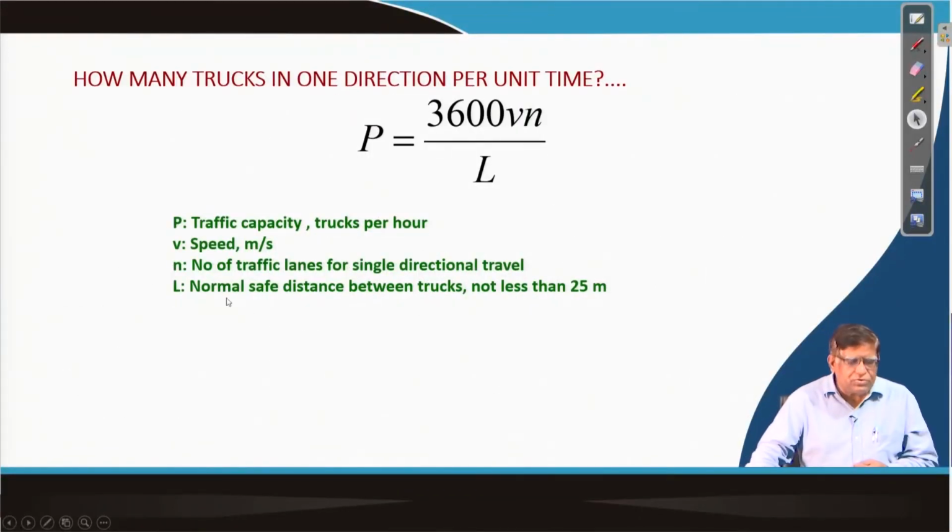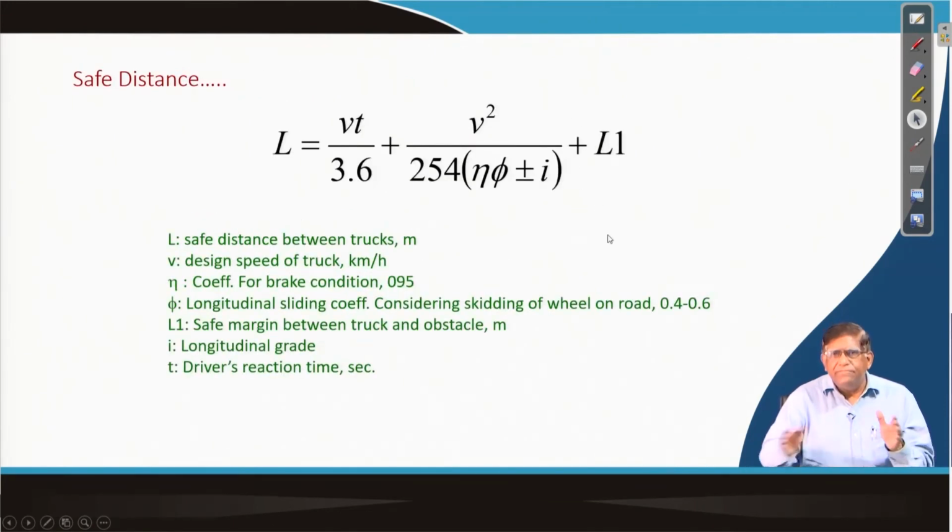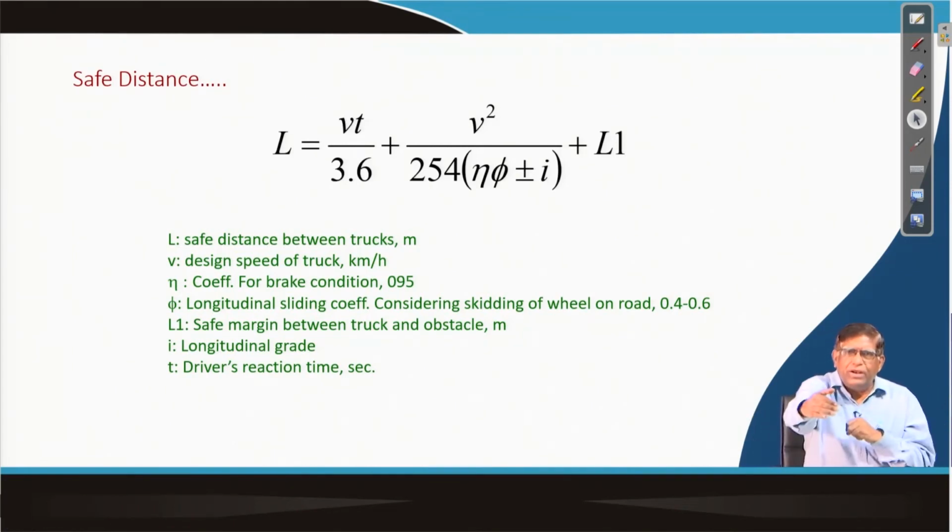Another thing you need to know is how many trucks pass in one direction per unit time. You can calculate it from the speed, the number of traffic lanes, and the normal safe distance between trucks. Similarly, you need to find what the safe distance between two trucks should be, and when you brake, where it should stop.